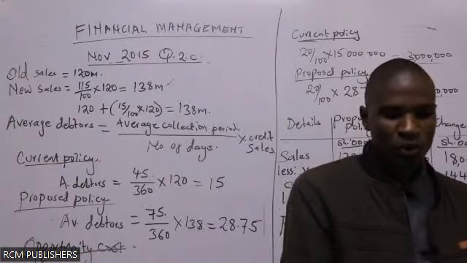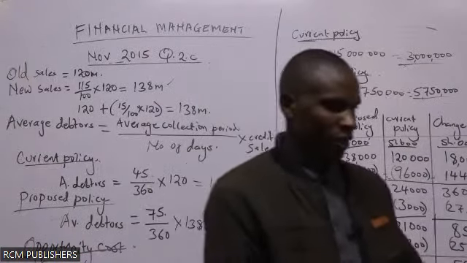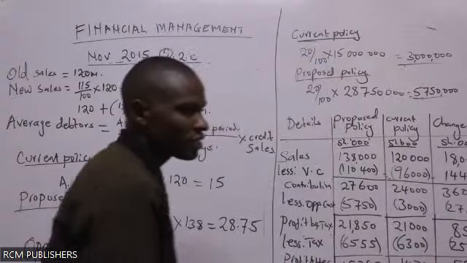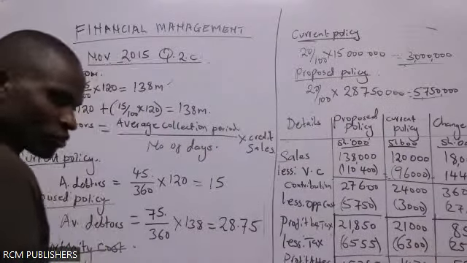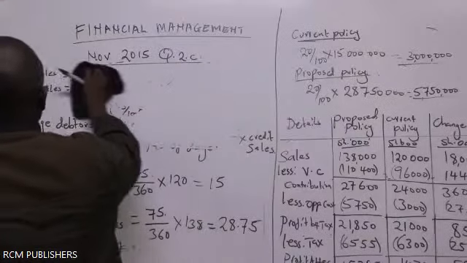In our case, net 30 we have not been given, there is some information that we have not been given, therefore there is nowhere we were supposed to use it here.